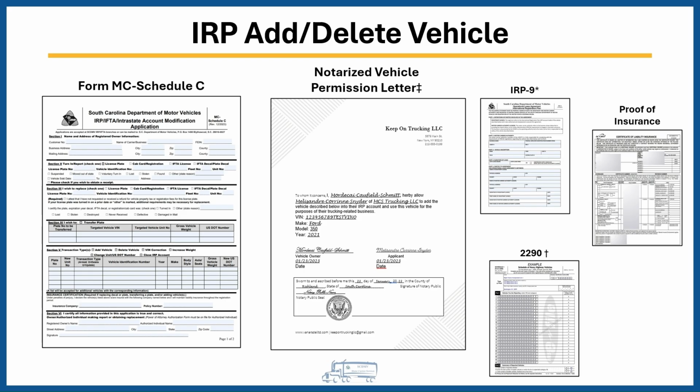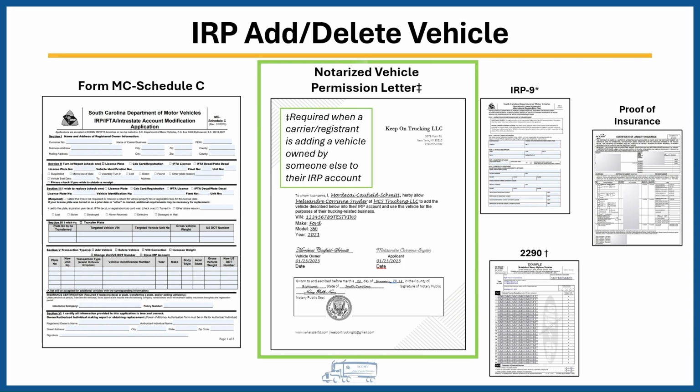If you are considered a registrant, meaning that you operate under another party's USDOT number, then you will need to have a Form IRP-9 or Operational Lease Agreement on file to document the relationship you have with the carrier whose USDOT number you are using. A 2290 will be required for any vehicles with a gross vehicle weight of over 55,000 pounds. And if the vehicle is being borrowed with permission, you will need to provide a notarized vehicle permission letter on company letterhead to document the relationship between the owner of the vehicle and the user of the vehicle.